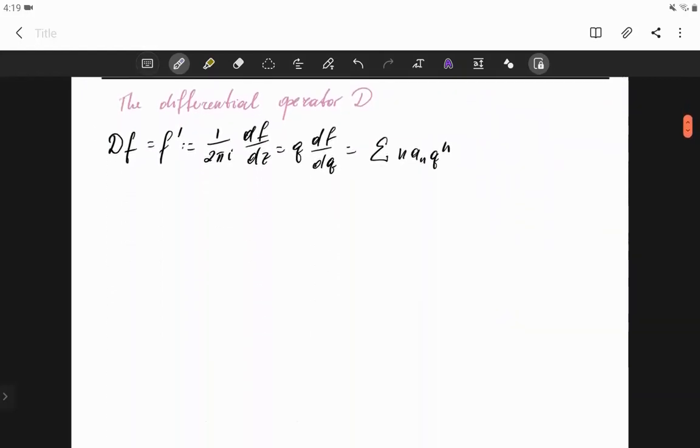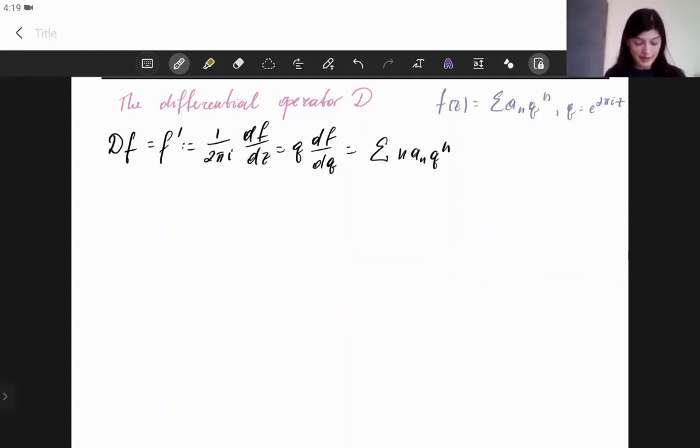All right, so let's look at the following differential operator D. I will think of f of z in terms of its Fourier expansion, so we have a_n q to the n, where q is e to the 2 pi i z. Then the differential operator Df, or sometimes it's also written as f prime, is really just the derivative of f with respect to z, except that we're extracting a 1 over 2 pi i in front. In terms of the Fourier expansion, we get that this is equal to q df over dq, or we take the nth power in front of the Fourier coefficient.